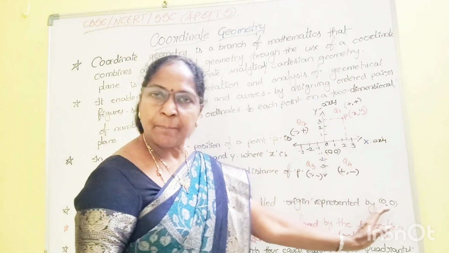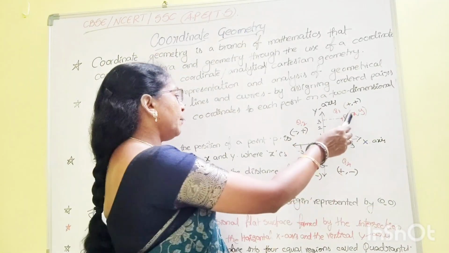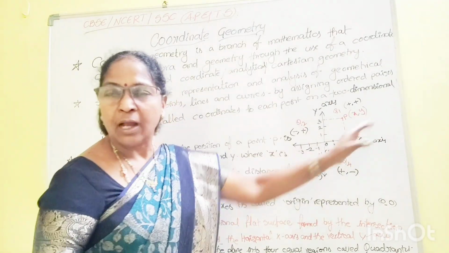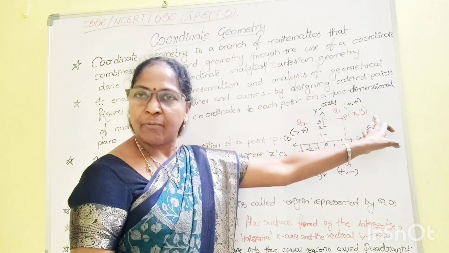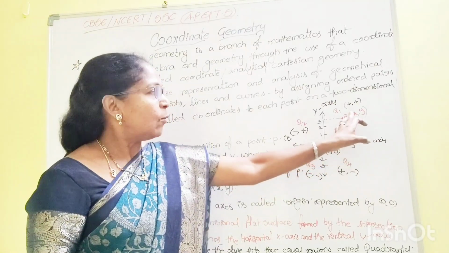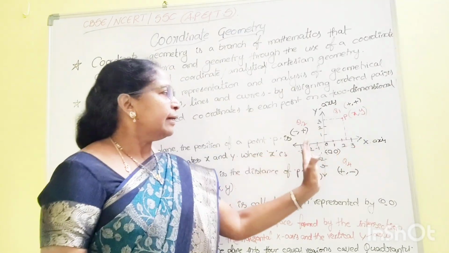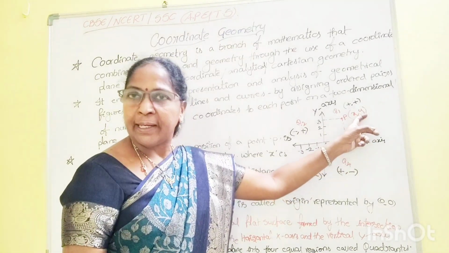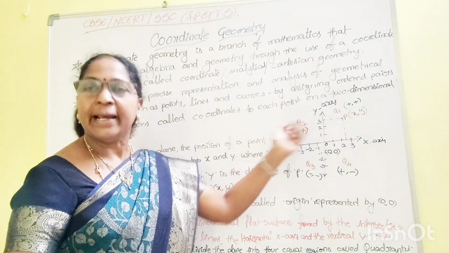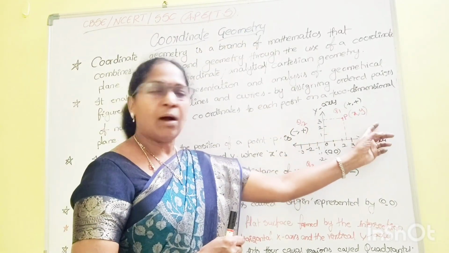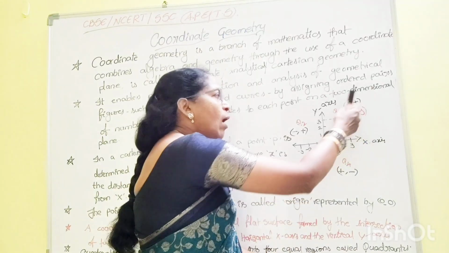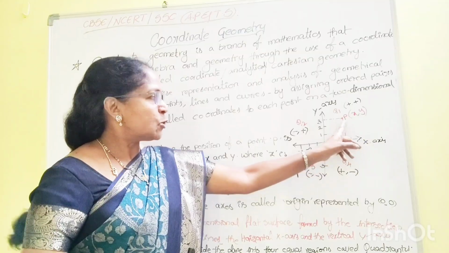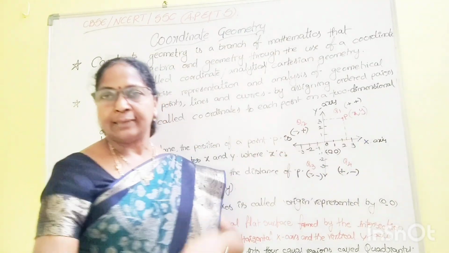In this Cartesian plane, the point P is determined by an ordered pair of two numbers, or two coordinates, x and y. The x value is the distance of P from the y-axis, and the y value is the distance of P from the x-axis. Those two ordered numbers meet at one point, and that point is represented by P, where P is (x, y).